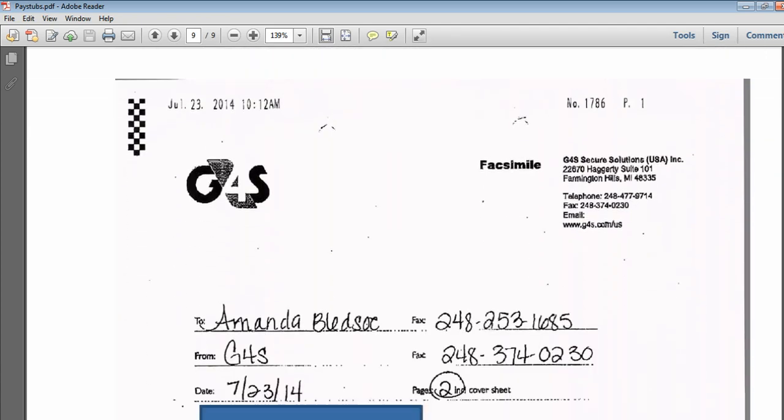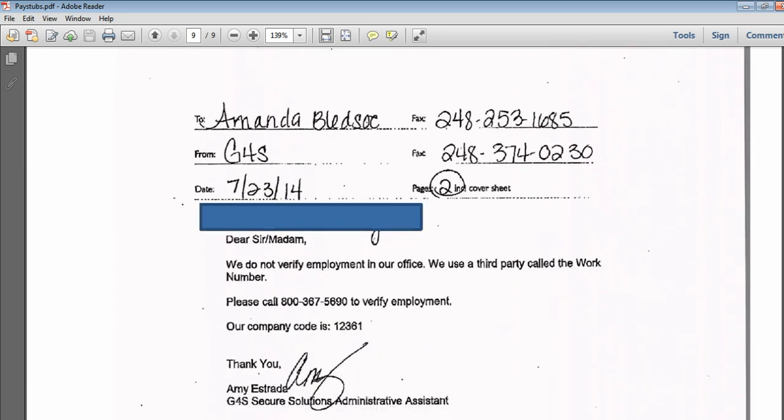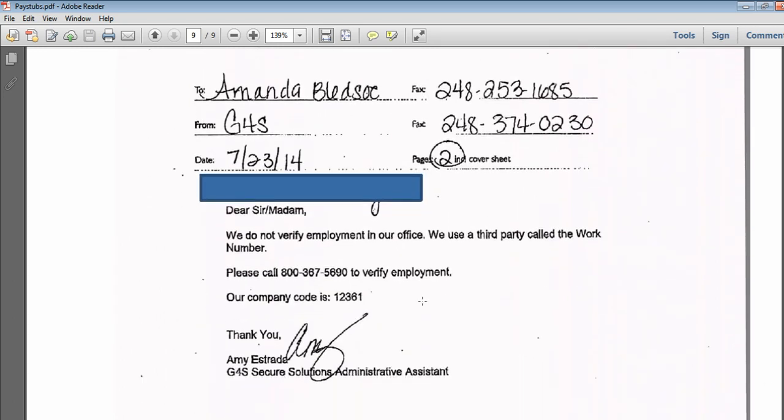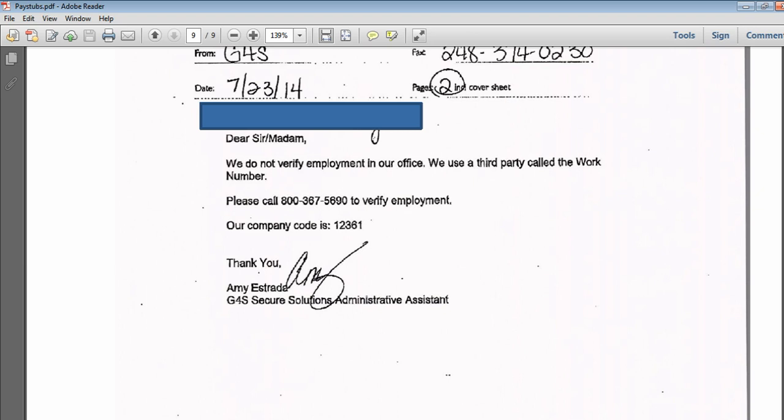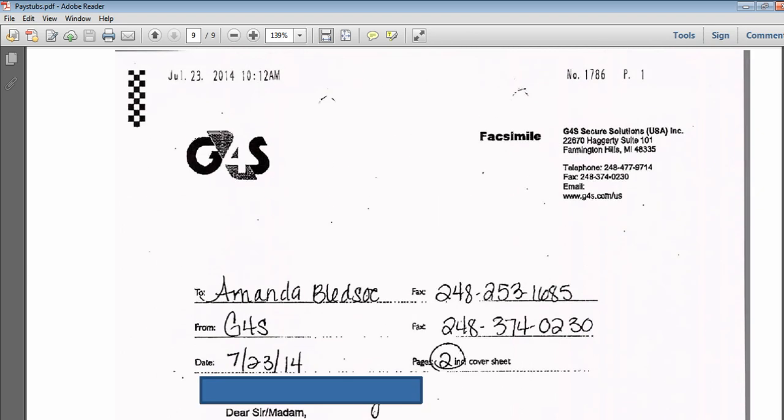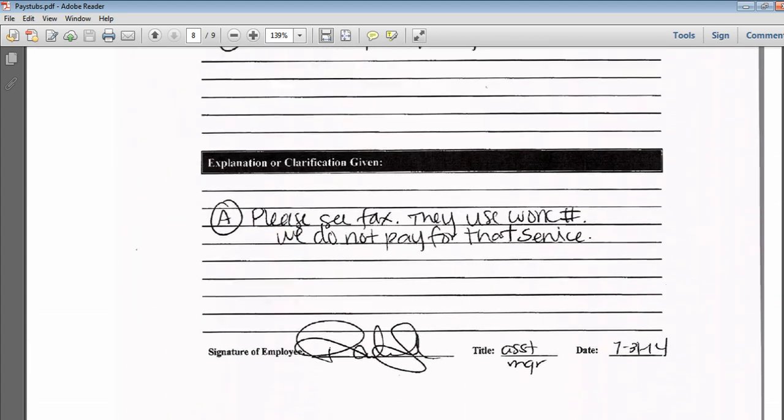She did include a very nice fact here from the company on their letterhead, which states, we do not verify employment in our office. We use a third party called the work number. So this is all we need to be able to go straight ahead and use those paycheck stubs. If we would have tried to verify via fax and had 2 failed, reasonable attempts, meaning waiting a full day in between, then we could just attach those as well, and that would be perfectly fine.